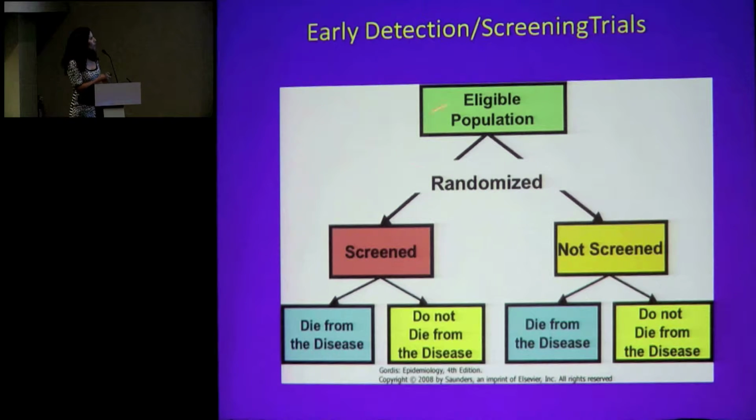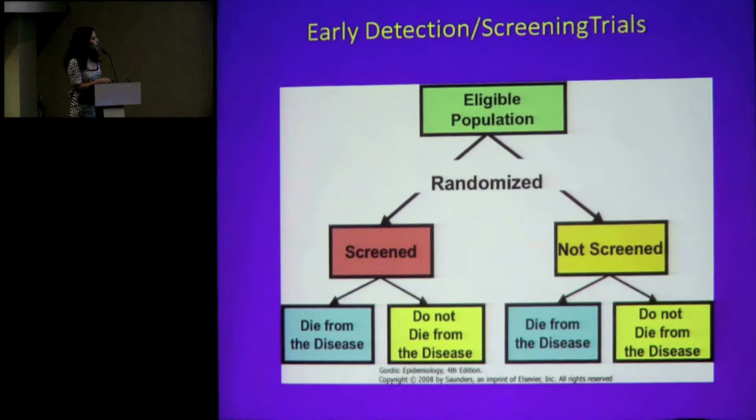So here, for example, I have a diagram of the process of randomization. Here, for example, you have an eligible population which you're going to randomize to make sure that you have comparable individuals in both the intervention group, in this case the ones that are going to be screened, and the non-intervention group or the control group, those that are not going to be screened.